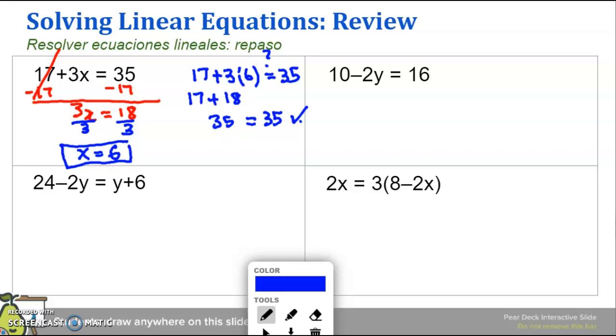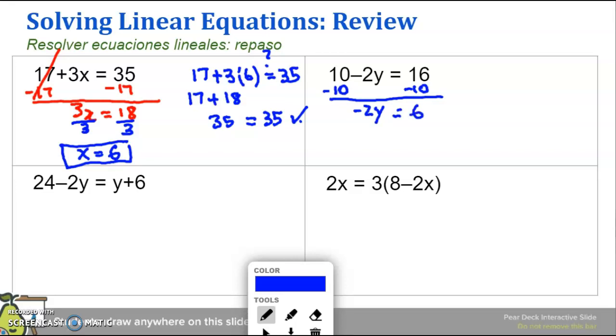Alright, so now we have 10 minus 2y is equal to 16. Again, you need to be thinking about what is being done to y. y is first being multiplied by negative 2, and to that 10 is being added. So the last thing that was done to y was adding 10, so we need to subtract 10 from both sides, and you're left with negative 2y is equal to 16 minus 10, which is 6.